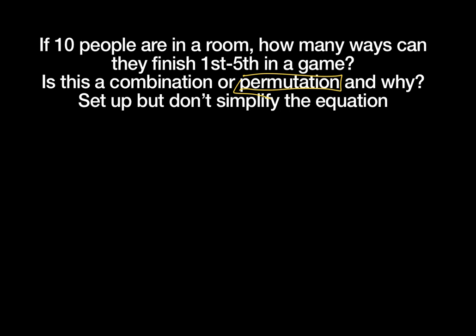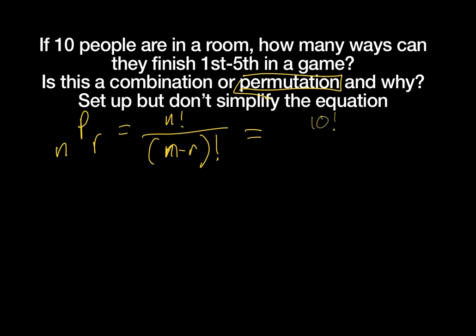And then it says set up but don't simplify the equation. So it's a permutation, so I'm going to write down the permutation equation. nPr equals n factorial over n minus r factorial. Then plug in the numbers. This is where I'm going to say, do you know which one's which? N is the total number of people. 10 factorial. 10 minus, first through fifth, so I'm choosing 5 people, factorial. Which would be 10 factorial over 5 factorial. Done.